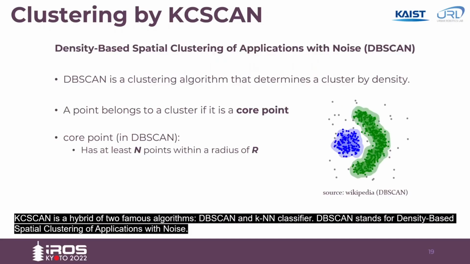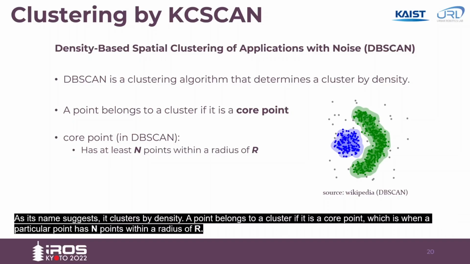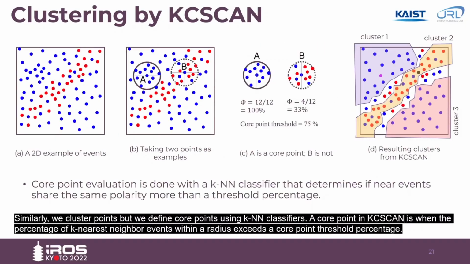KCSCAN is a hybrid of 2 famous algorithms, dbSCAN and KNN classifier. dbSCAN stands for density-based spatial clustering of application with noise. As its name suggests, it clusters by density. A point belongs to a cluster if it is a core point, which is when a particular point has endpoints within a radius of R. Similarly, we cluster points, but we define core points using KNN classifiers.